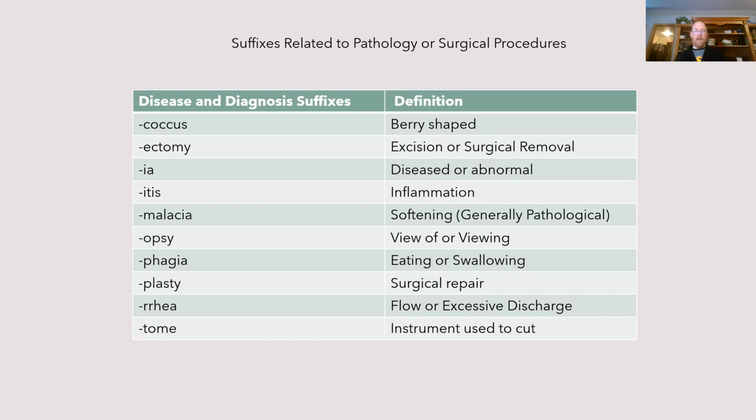Phagia, eating or swallowing, okay? All right, so if you have dysphagia, you have trouble swallowing, okay? Plasty, we're going to talk about, for example, angioplasty, surgical repair of a vessel, maybe with a balloon, right? And or arthroplasty. This was the world I lived in for 2 years, okay, where we did knee replacements and hip replacements. And surgical repair of something, okay? Arthroplasty, dermoplasty, okay? Nasoplasty, all right? Rhea, okay? This is flow or excessive discharge.